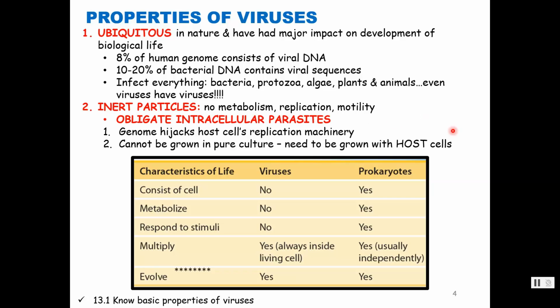The big reason they can't be grown in pure culture is that they have to be grown inside their host cell. We looked at this at the very beginning. They don't consist of cells, they can't metabolize, they can't respond to stimuli. They can multiply, but only inside another living cell, but they can evolve. We'll talk about how they can evolve and change, basically because they're sloppy, but we'll talk about that in just a little bit.